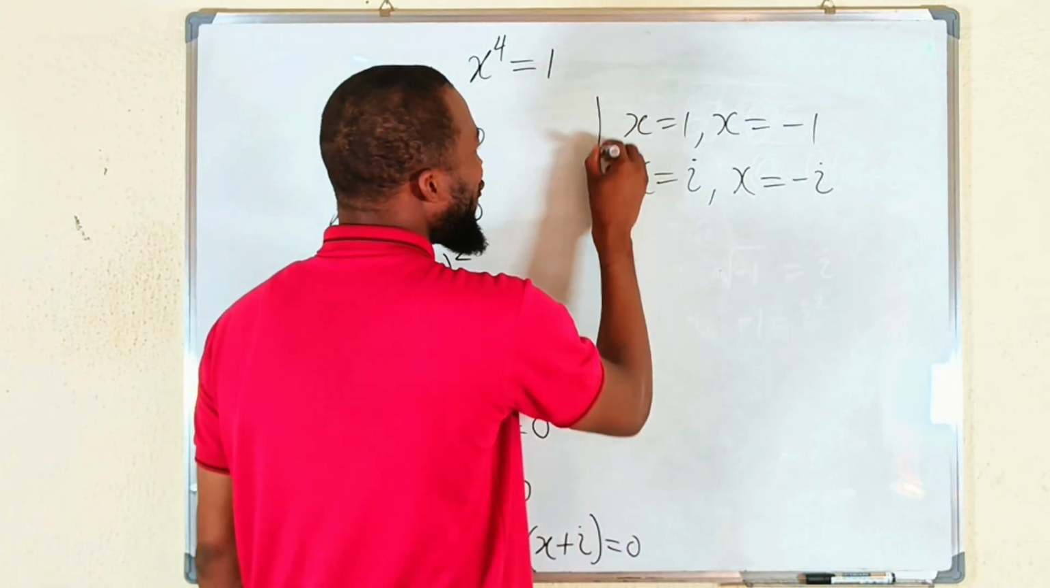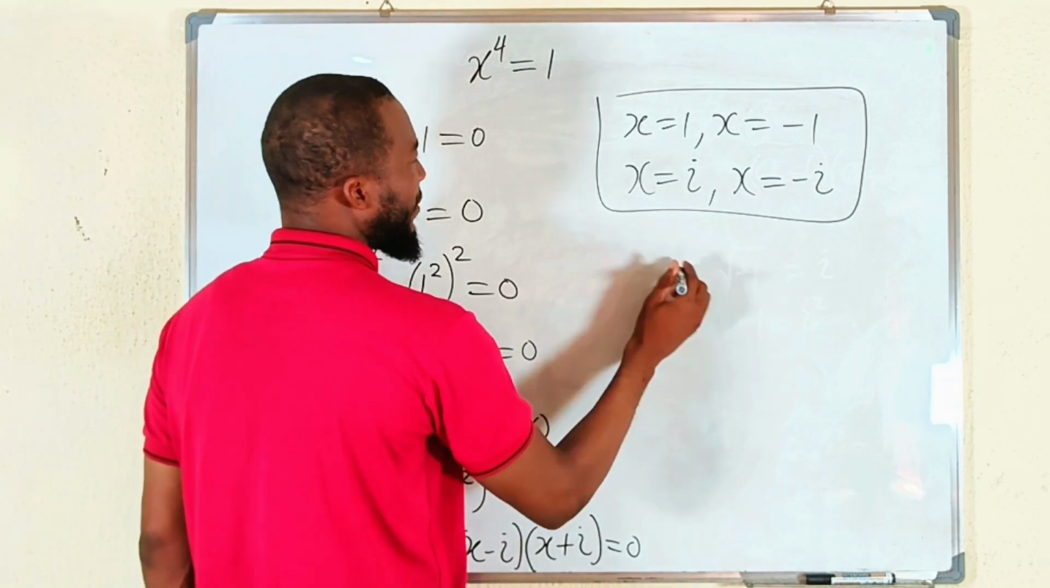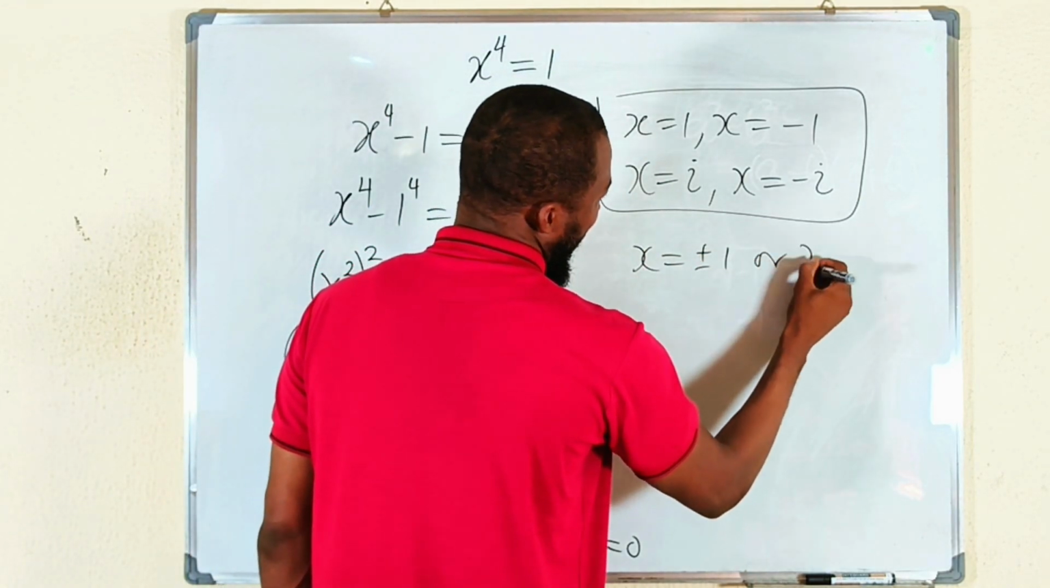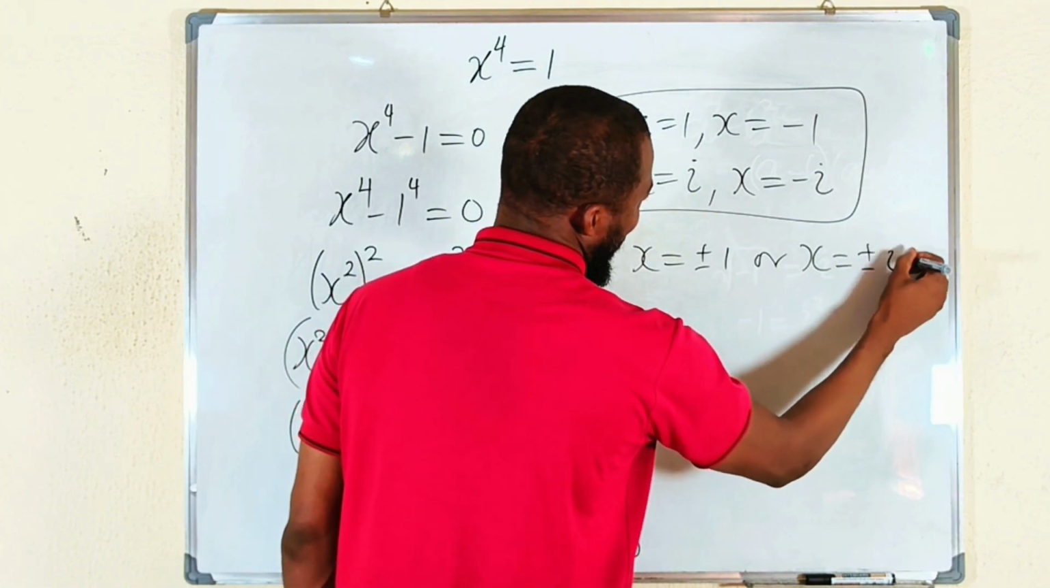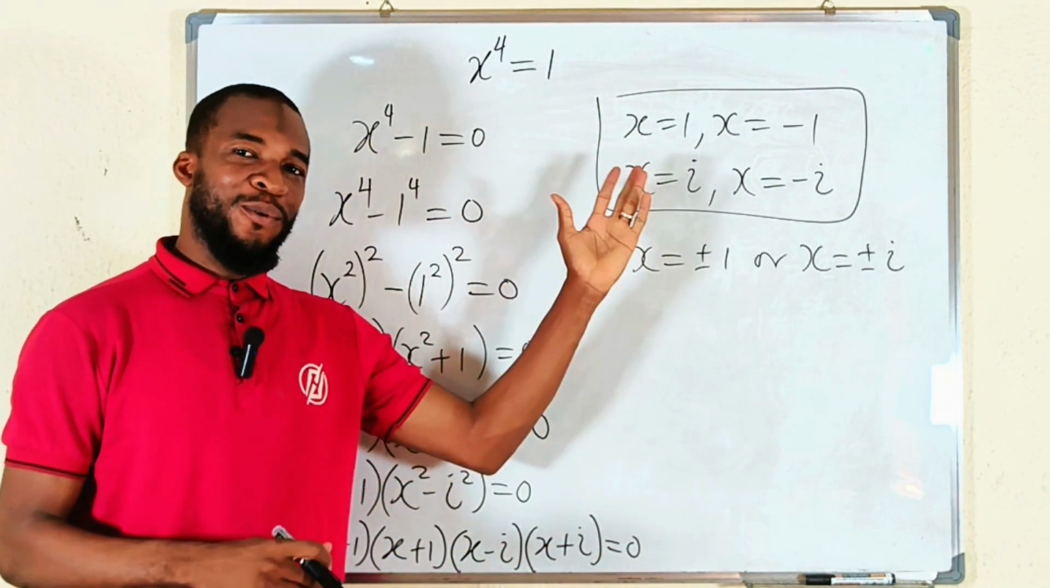Can you see we have 4 solutions, which I told you can write as x equal to plus or minus 1, x equal to plus or minus I. Yeah. So because the degree is 4, we have 4 solutions.